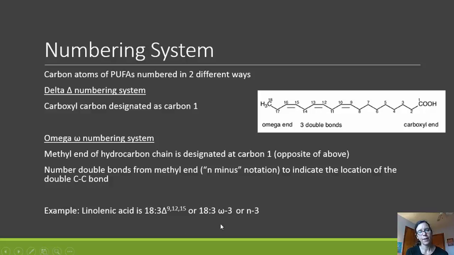And here's a couple of examples of how we could use this nomenclature. For our linolenic acid, which is our omega-3, we would have 18, and it would say that this has 3 double bonds, delta, and tells you where all the double bonds are. So this is the delta numbering system. And in the omega numbering system, again, it would be an 18-3, but we would say where the first double bond was.